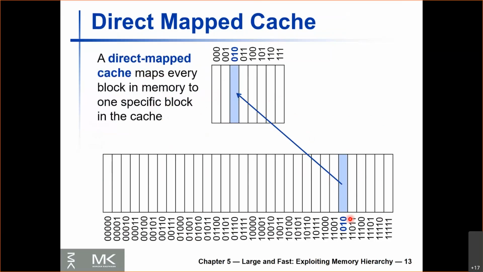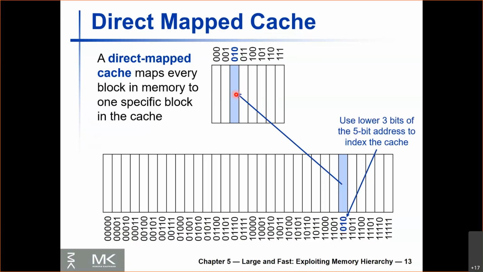In this example, I have a block at address 11010. In a direct map cache, I can only put this block in one of these blocks, which is block 010. And how do I determine that? I'm going to look at a specific set of bits inside this address, specifically the lower 3 bits of the 5-bit address, and use them to index the cache. So we'll take these 5 bits, look at the lower 3 bits, which are 010, and use those to decide where to put this block inside the cache memory.